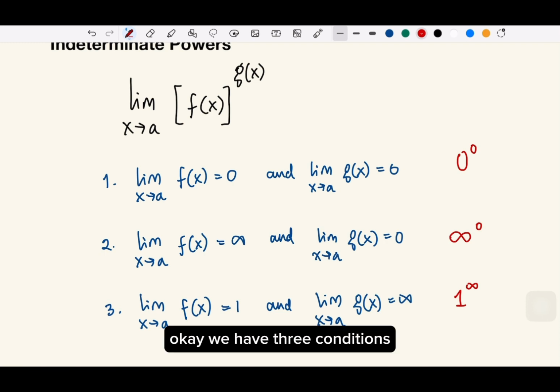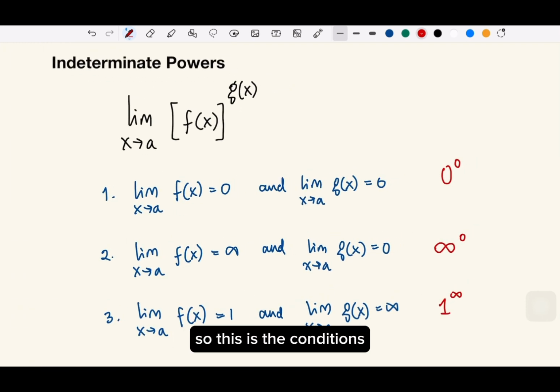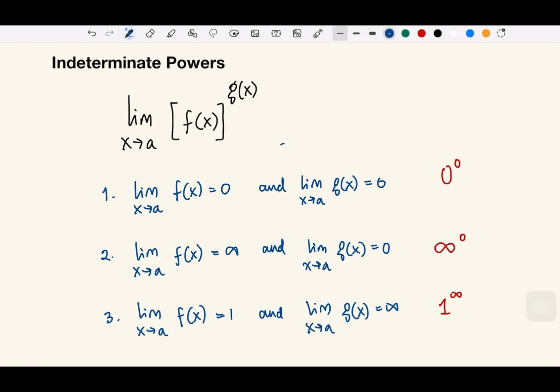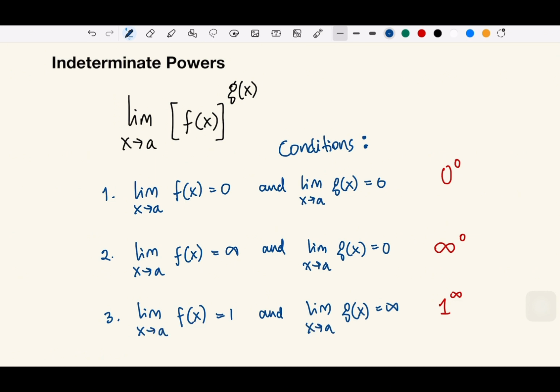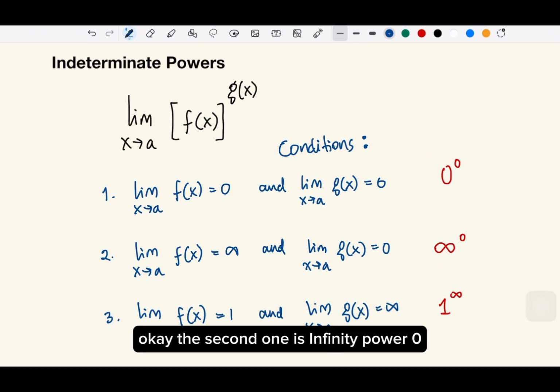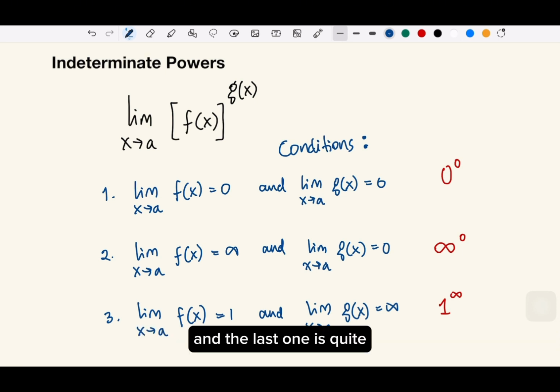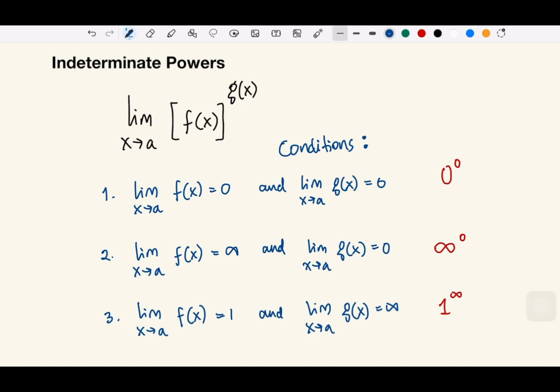Okay, we have 3 conditions. So these are the conditions. The first one is 0 with power 0. The second one is infinity with power 0. And the last one is quite unique: it's 1 with power infinity. Interesting, right?